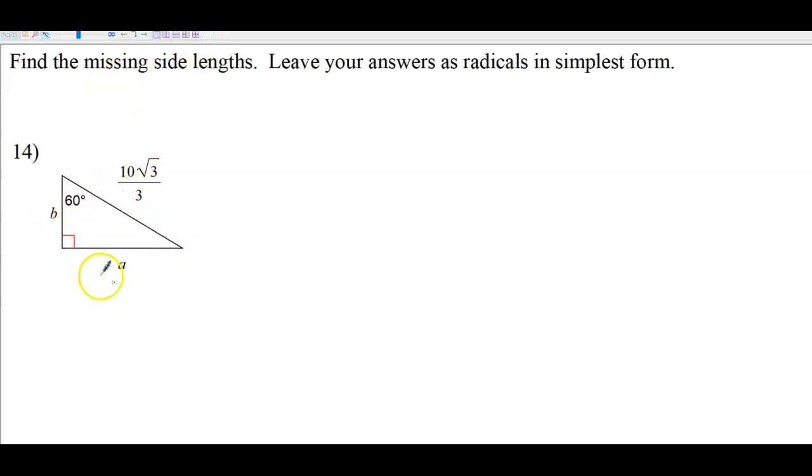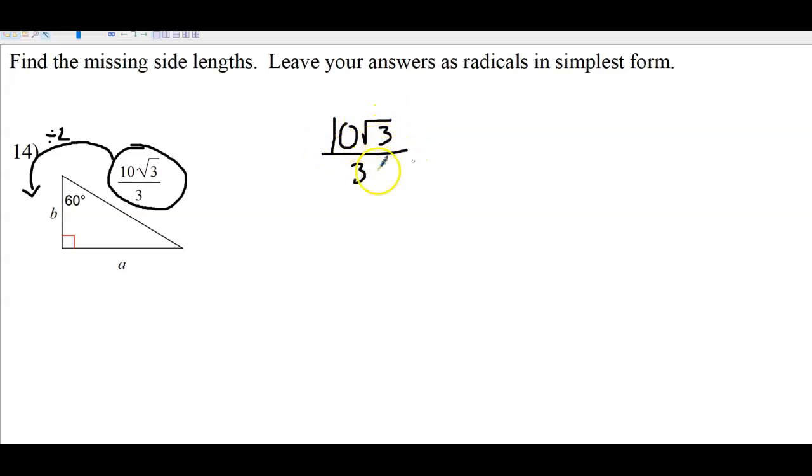So what kind of a triangle is this? Well, once again, it's a 30, 60, 90. What side did they give? Long leg, short leg, or hypotenuse? Well, that's a hypotenuse. All right, so what do we do with a hypotenuse? Well, if I know my hypotenuse, I can get to my short leg if I do what? Divide by 2. All right, so that's interesting. How in the heck do you divide this by 2?